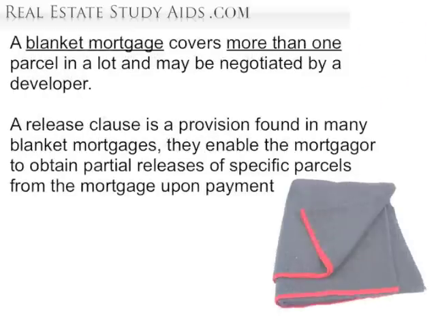A blanket mortgage covers more than one parcel in a lot and may be negotiated by a developer. A release clause is a provision found in many blanket mortgages, enabling the mortgagor to obtain partial releases of specific parcels from the mortgage upon payment.